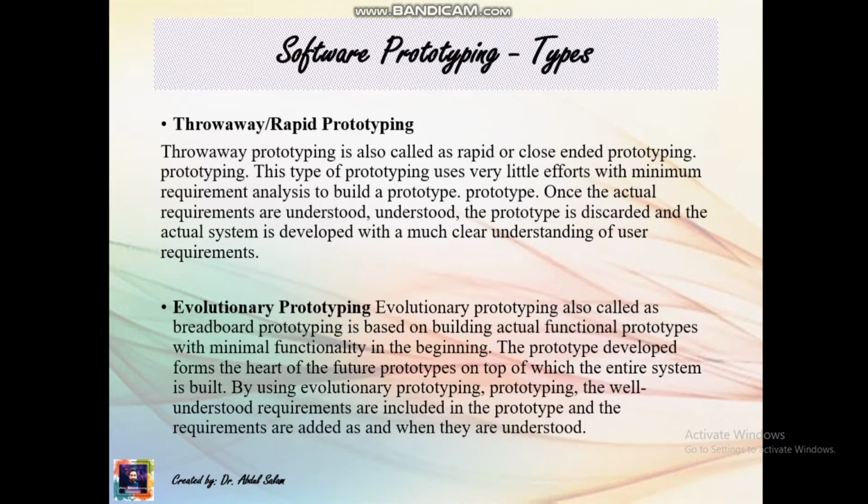Software prototyping types. We will discuss the types of software prototyping in this slide, that is, throwaway rapid prototyping. Throwaway prototyping is also called rapid or close-ended prototyping. This type of prototyping uses very little effort and minimum requirements analysis to build the prototype. Once the actual requirements are understood, the prototype is discarded and the actual system is developed with a much clearer understanding of the requirements.